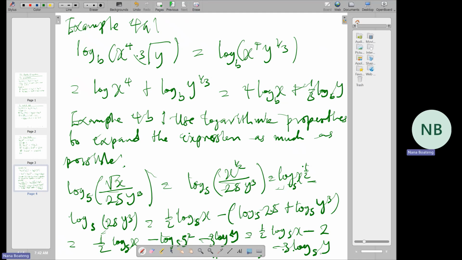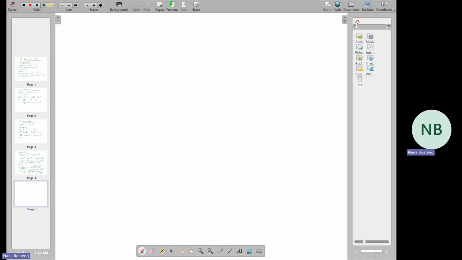So as much as we can use properties to expand logarithms, we can also use the similar properties to condense them. That means working backwards. So the next thing we want to look at is properties for condensing logarithmic expressions.